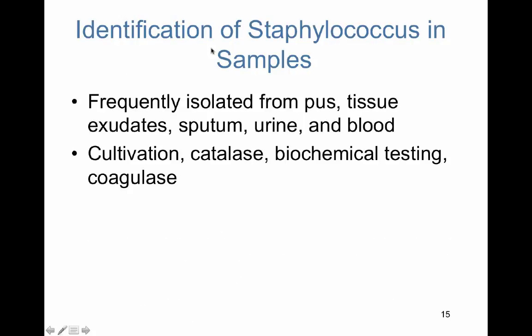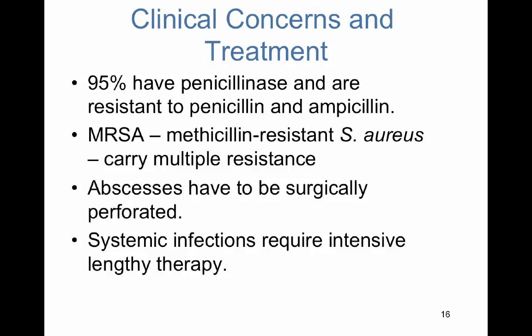Now, as far as identifying staph in patient samples, we could set up a coagulase test to look for Staph aureus. Again, Staph aureus would be coagulase positive. Also, all staph are catalase positive. Try and grow it, right, in culture. And in the case where you're trying to diagnose a patient infection, you would look for this bacteria in pus, tissue, exudate, sputum, urine, or blood, depending upon the nature of the infection.